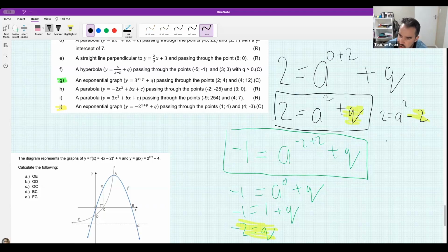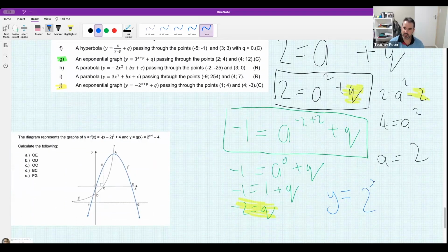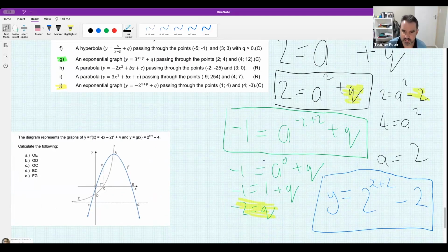Then I'm going to bring the 2 across, and I get 4 equals a squared. What is a then going to have to be? Yeah, so a is 2. So what is the equation of this exponential function? It is going to be, let's have a look, 2, because that was a, to the x plus 2 minus 2. And so that is going to be the equation of the exponential function in this one.